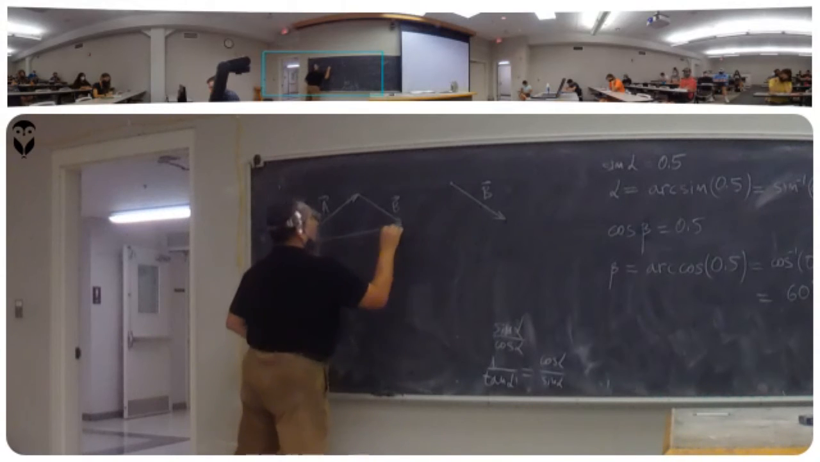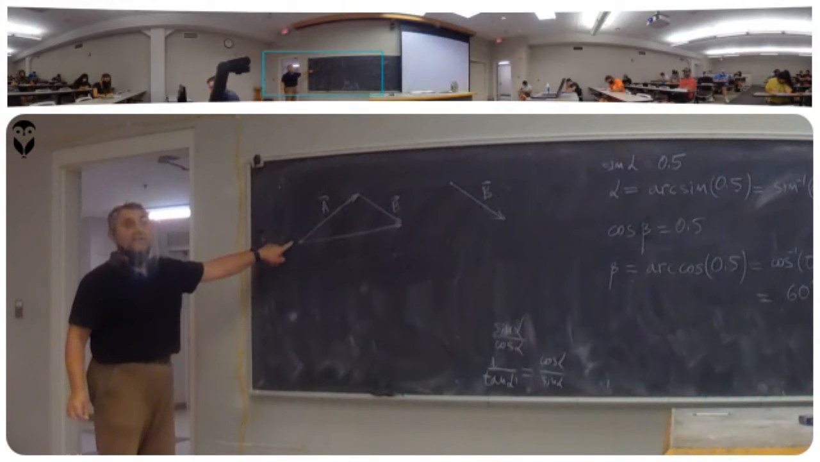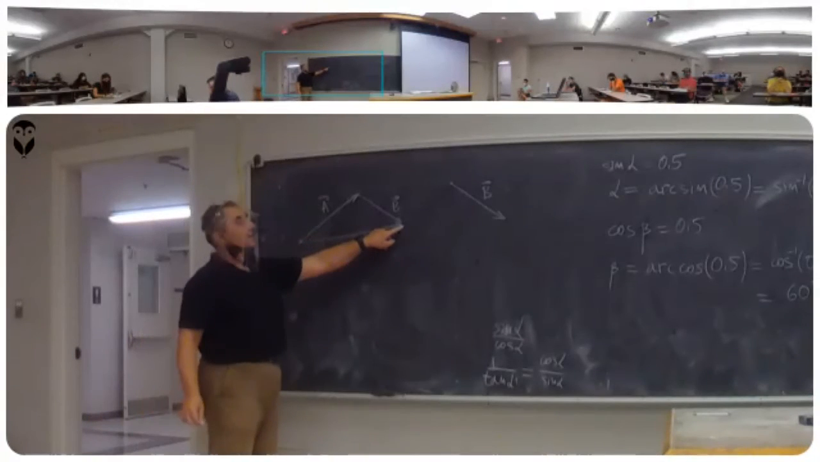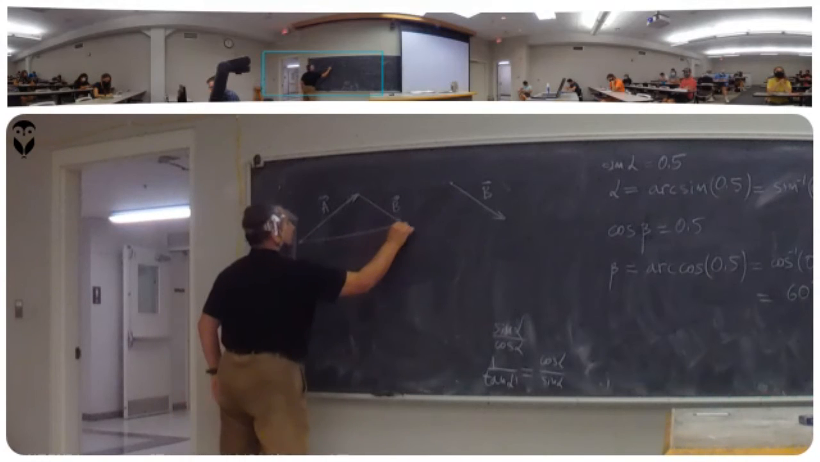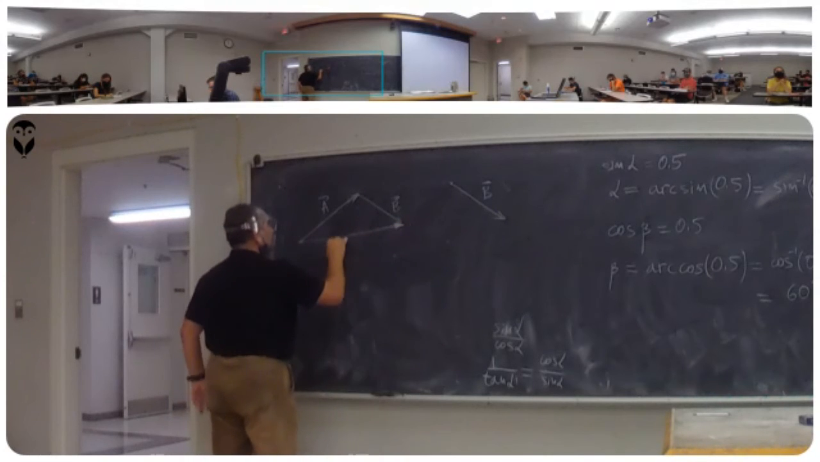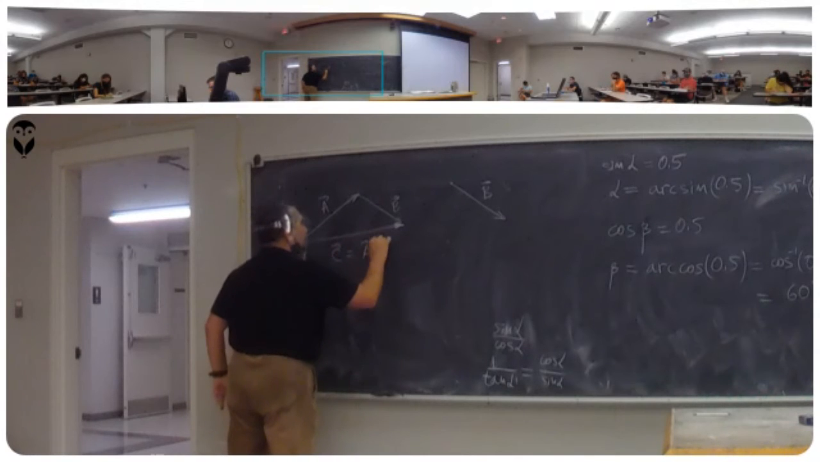By definition, the sum of vector A plus vector B is a vector C that is constructed by connecting the tail of the first vector to the head of the last vector, the vector that you're adding. So this vector, call it vector C, is by definition equal to the sum of A plus B.